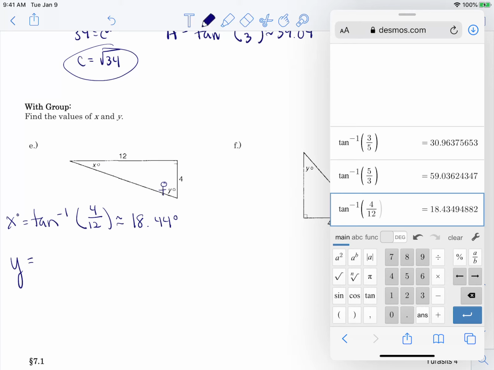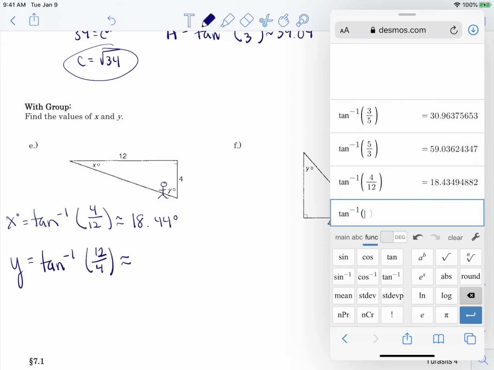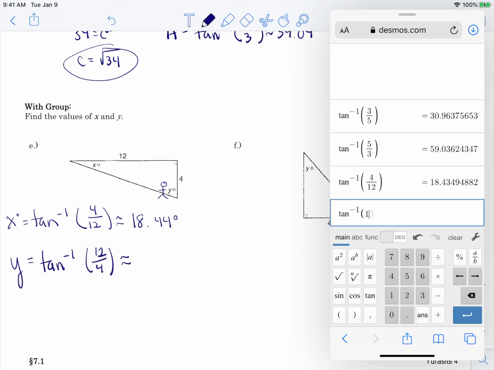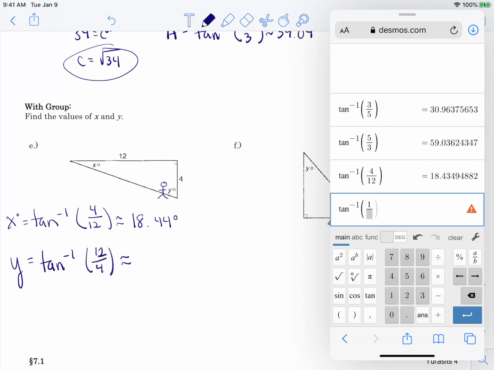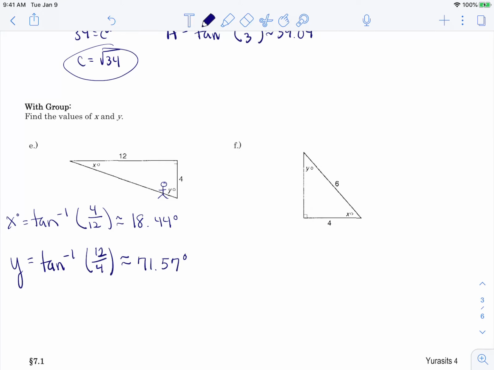Now, if I'm standing at Y, well, what's opposite me is 12, and what's adjacent is 4. So it's very similar to the previous problem, arc tangent of, but now my ratio is 12 to 4. So I'm going to get out of here. Inverse tangent of 12 divided by 4. And I get approximately 71.57 degrees, or it should be degrees.